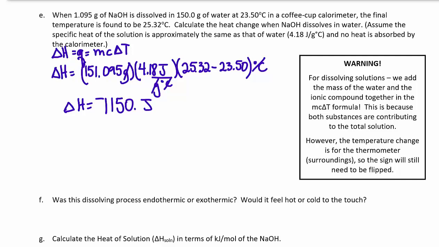All right, so the process of dissolving sodium hydroxide is an exothermic reaction. I know that because our temperature increased. It went from 23.5 to 25, so it has to be an exothermic process, which means the delta H for our dissolution process must be negative. So we're going to put a negative sign in front.